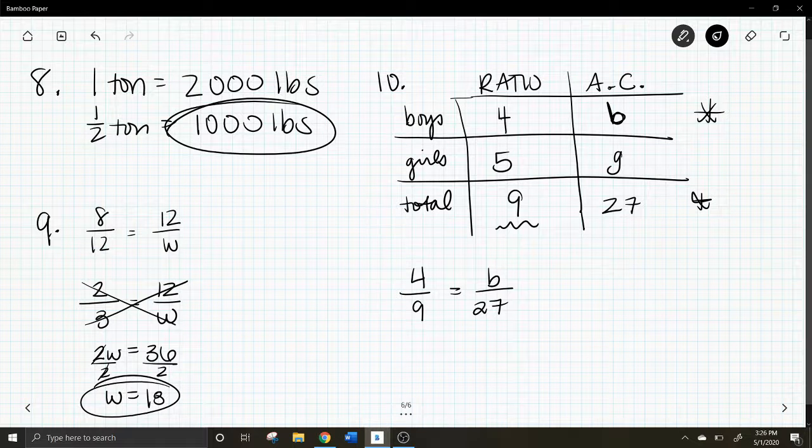All right, so look at your situation there, look at your ratio, see if you can simplify that at all. If you cannot, then you start cross multiplying. So we have 4 times 27.